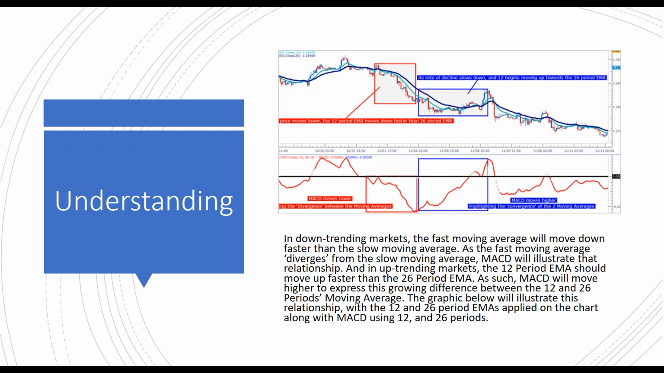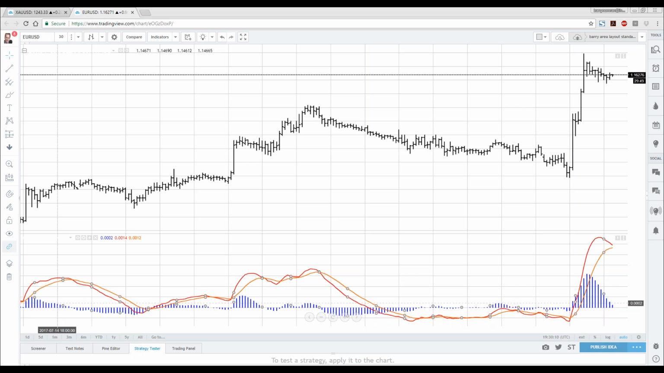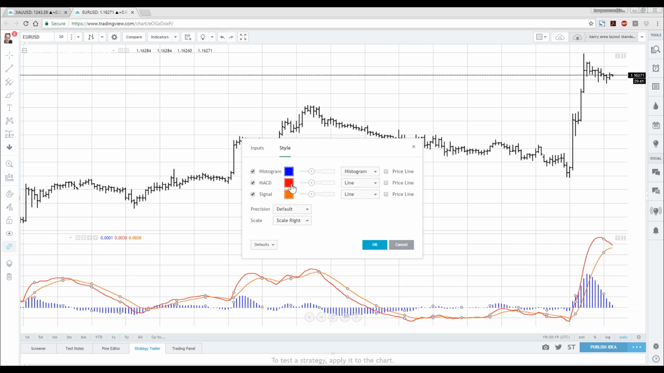So let's go real quickly back to the charts. We have the histogram in blue, we have the MACD line in red, and we have the signal line in yellow. All that the difference is between the red line and the yellow line is the 9-day exponential moving average of the red line. Pretty simple. And then the histogram, which is the measure of the difference between the two at all times.